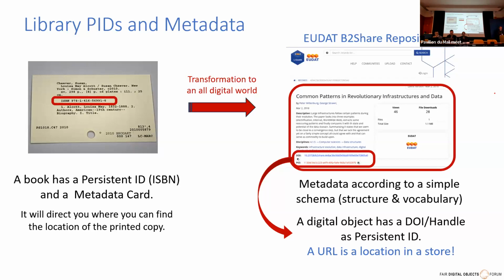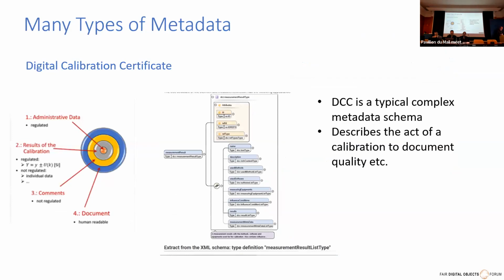So we created a simple schema. And then I could already start with FAIR principles. You need a structure, make your structure available, and of course vocabulary. And you showed how you're doing this in a very nice way as well. So you need a persistent identifier, and a URL is not a location in a store. Don't forget that.